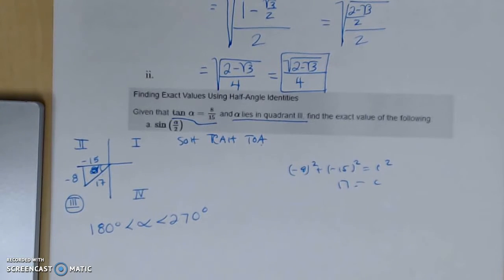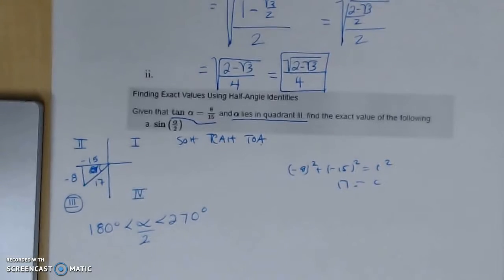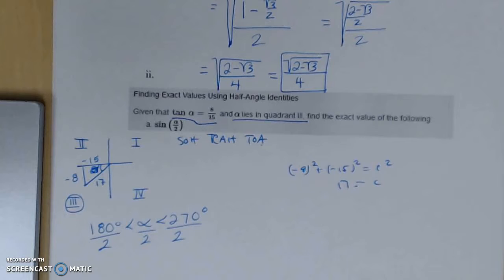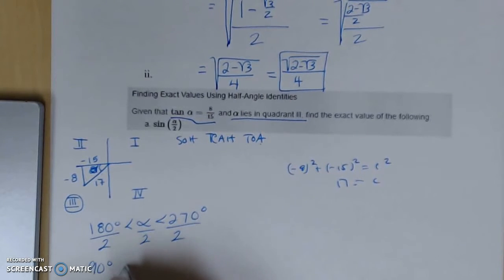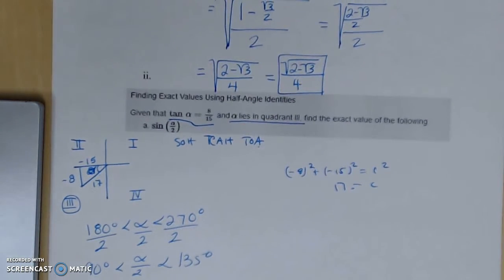And if I need the half angle, that means I really need the half angle formula to work this out. Because I'm trying to find sine of alpha over 2, that means I would have to divide all of these by 2. And so that would give me 90 degrees is less than alpha over 2 is less than 270 over 2, which is 135 degrees.